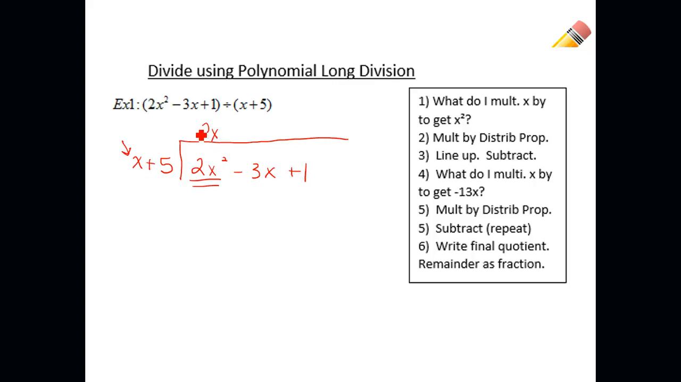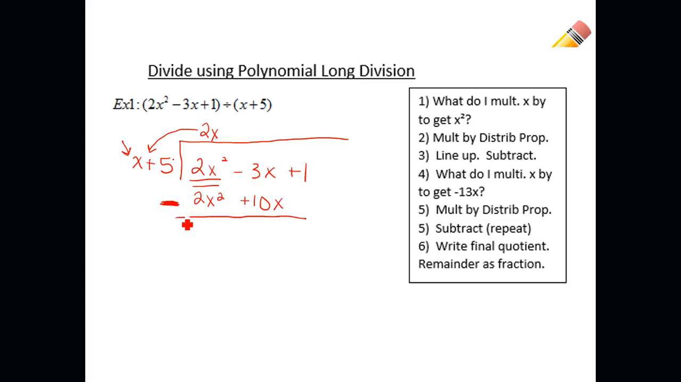So now once I've decided what I need to multiply the x by, I place it up here, and then I actually multiply. I take 2x times this x, making 2x squared, but I also need to take the 2x times the 5, making positive 10x. Now, just like long division with numbers, you're going to draw a line and subtract these.